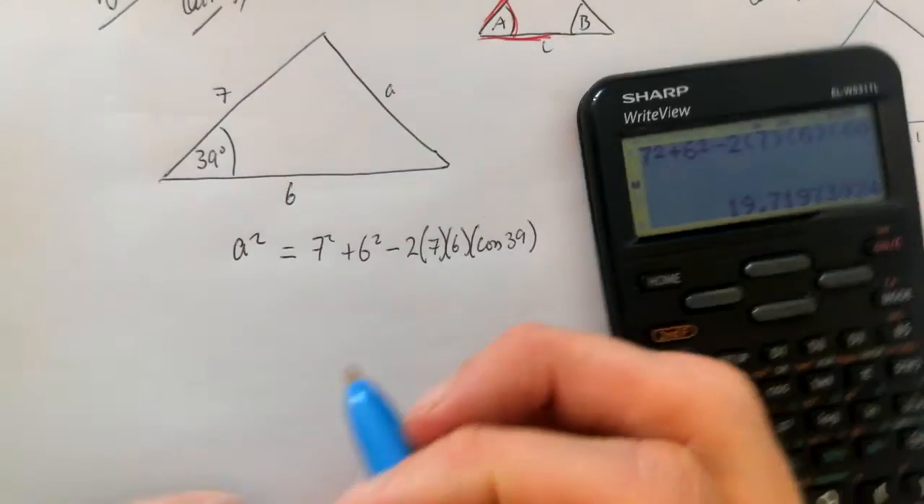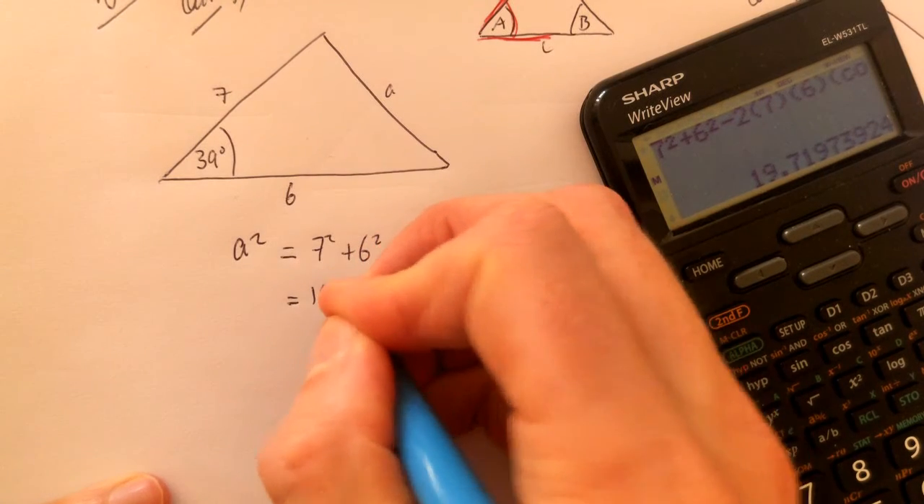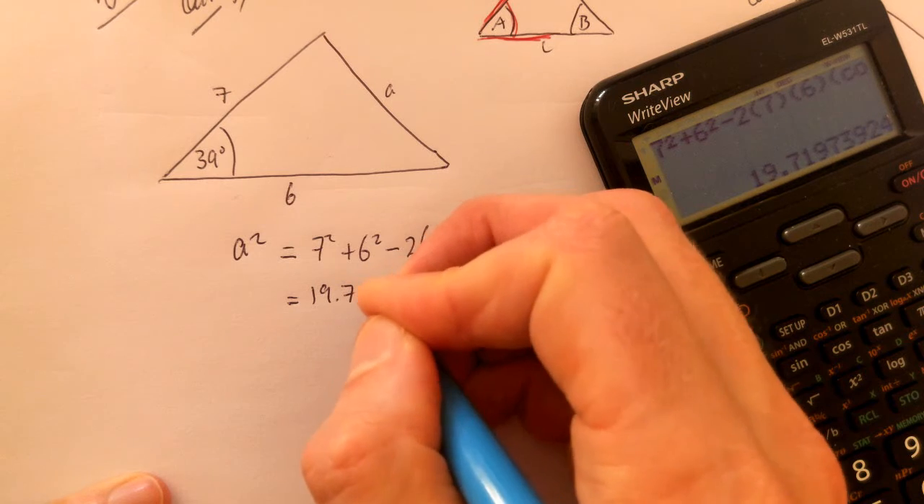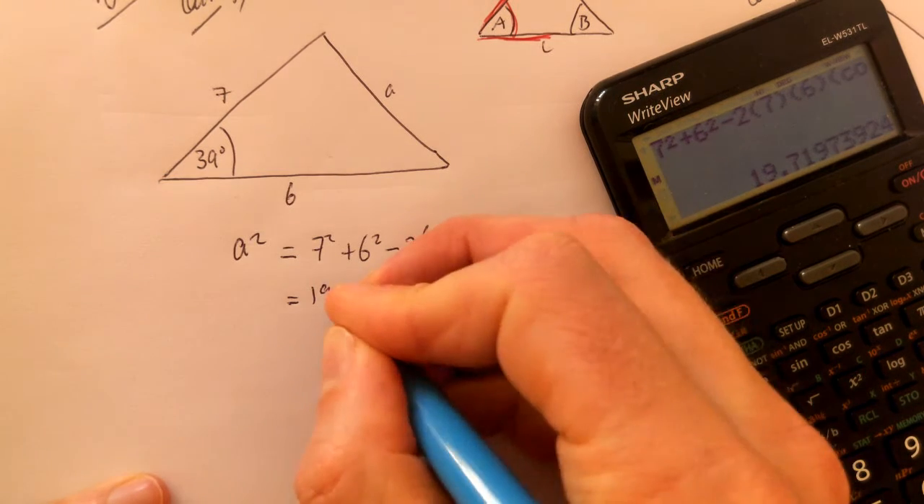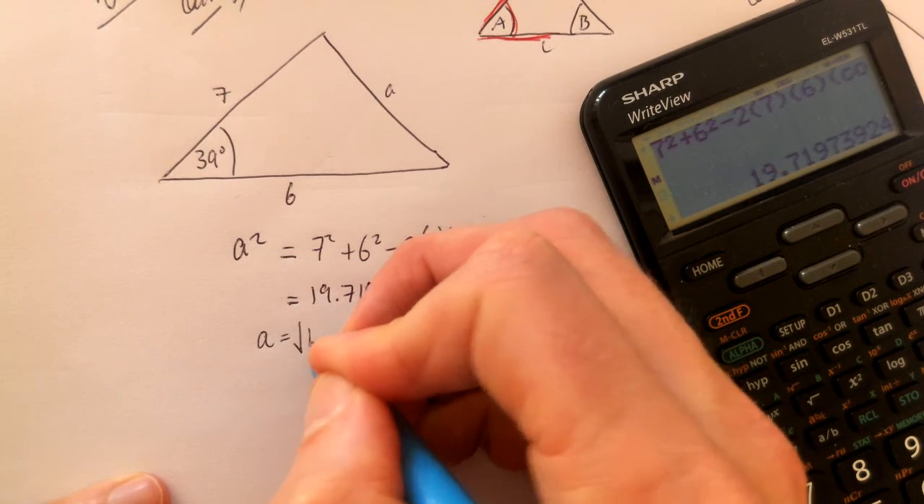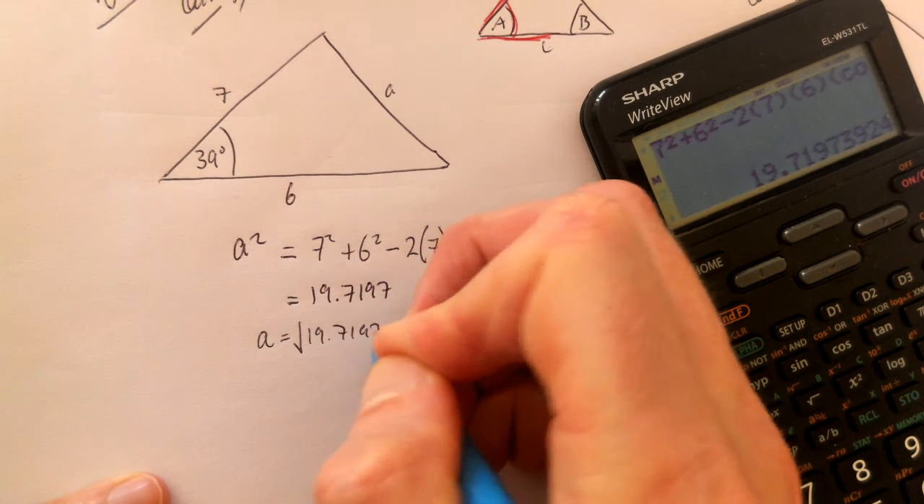Okay, so a squared is 19.7197. I'm going to leave it as 4 decimal places because what I need to get is a. So I'm going to do the square root of 19.7197.